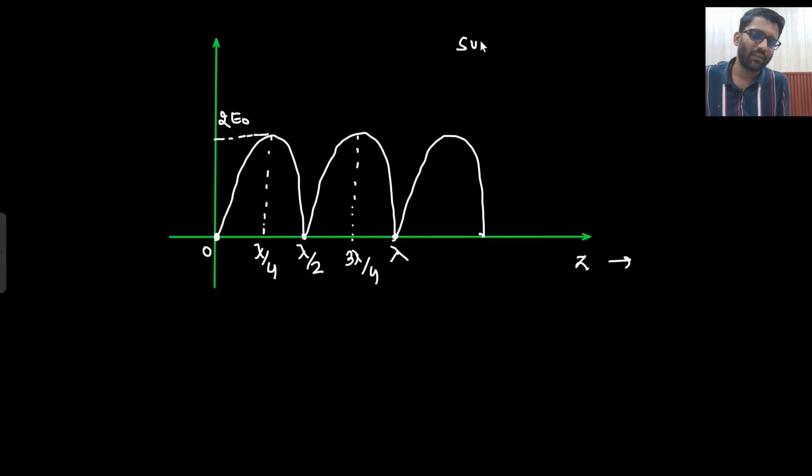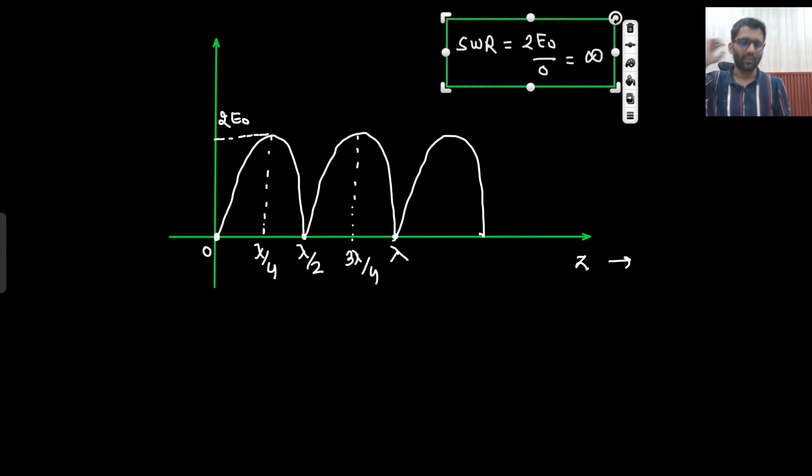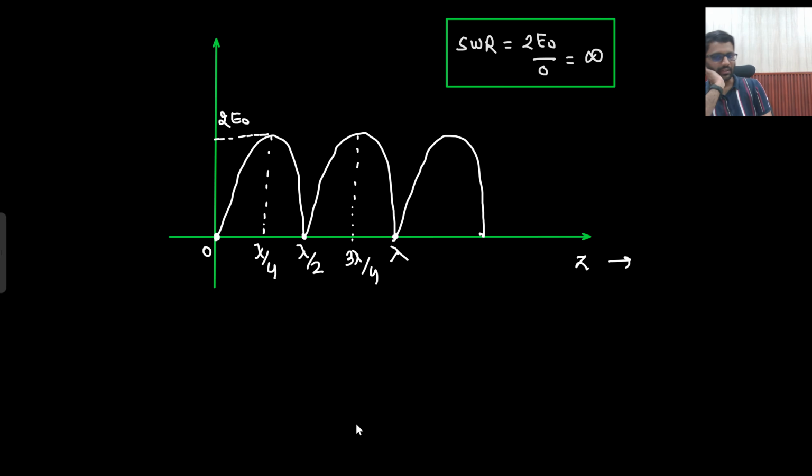So what is your standing wave ratio? 2 E naught divided by 0, again it is equals to infinity. Okay, this is your standing wave ratio. So this is how it is going. Is that clear to you? This is how we draw the pattern, right?